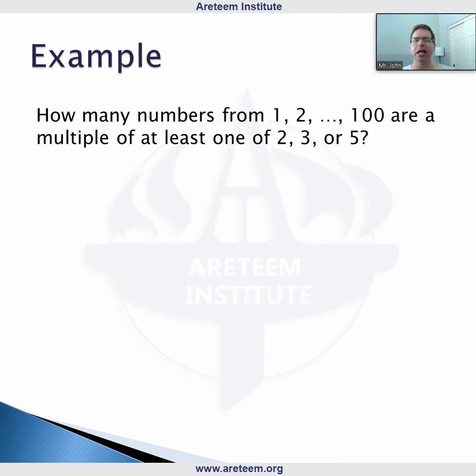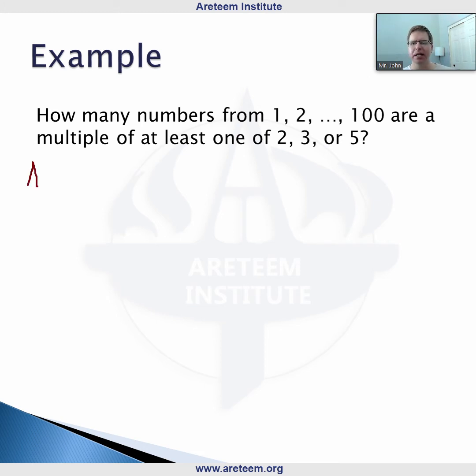Okay, let's look at the standard example of inclusion-exclusion. Suppose we have the numbers 1 to 100. So 1, 2, 3, up to 100. 100 is included, and 1 could possibly be included. We want to know the number of these that are multiples of at least one of 2, 3, or 5. This is a pretty standard question for inclusion-exclusion, and once we start writing it out, it should be fairly clear why.